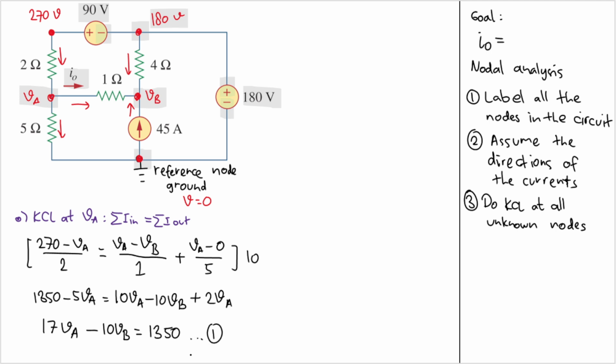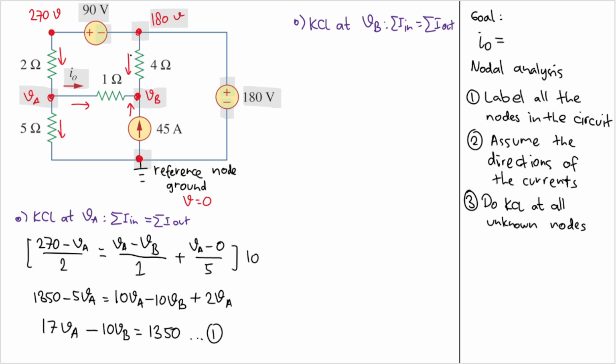Okay, and now we need to do another KCL, but this time at VB here. Let's do that. So the second KCL that we need to do is in the node P. KCL at VB. Again, KCL said that the sum of the current that goes in will equal to the sum of the current that goes out, right?